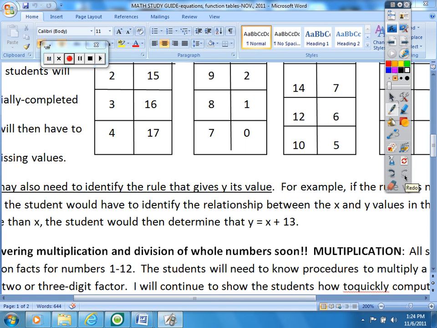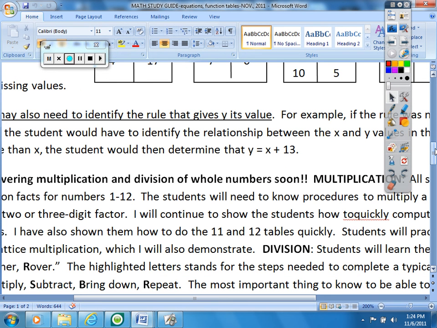Okay, let's look down here at the bottom. I just want to show you a couple of things real quick. I tell you that sometimes the students will need to identify the rule, and toward the end of the week in your study guide, in your newsletter, I'll tell you we're going to have some practice problems on that toward Friday.